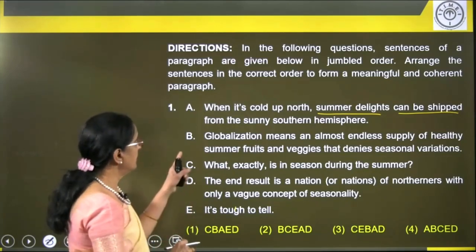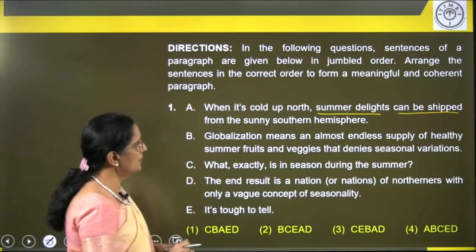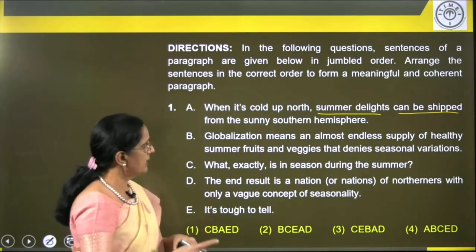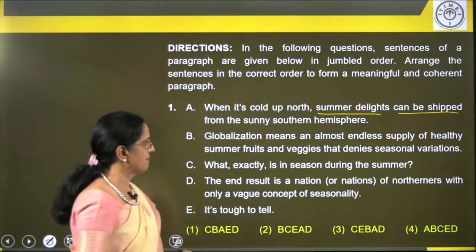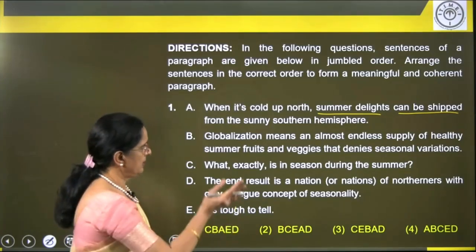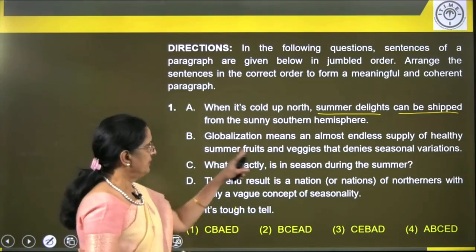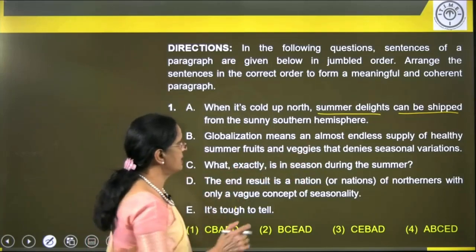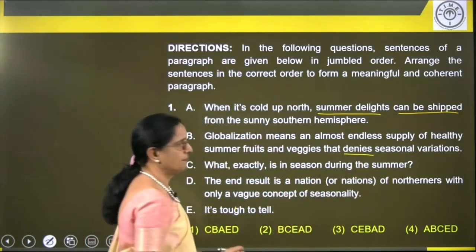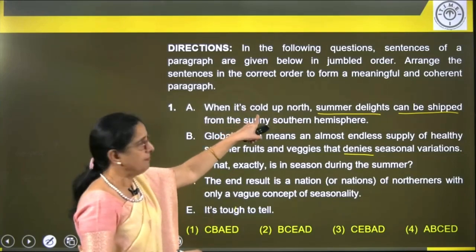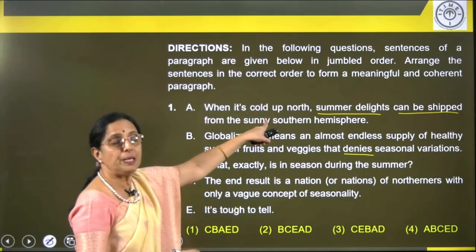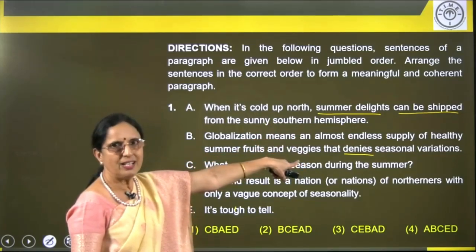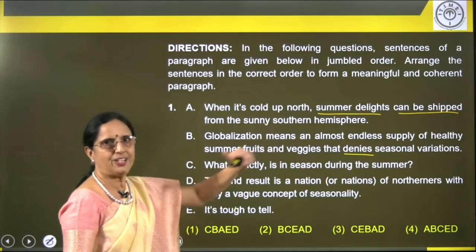Take the clues. Globalization means an almost endless supply of healthy summer fruits and veggies that denies seasonal variations. Alright, so you can export them anytime irrespective of the seasonal changes. Do you understand? What is that denies seasonal variations? See, in winter, northern people are enjoying summer veggies and fruits. So, denying seasonal variations.